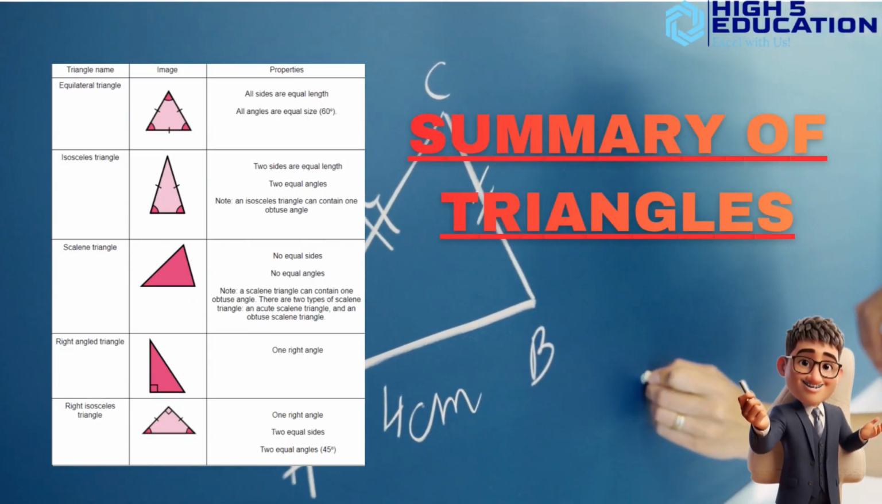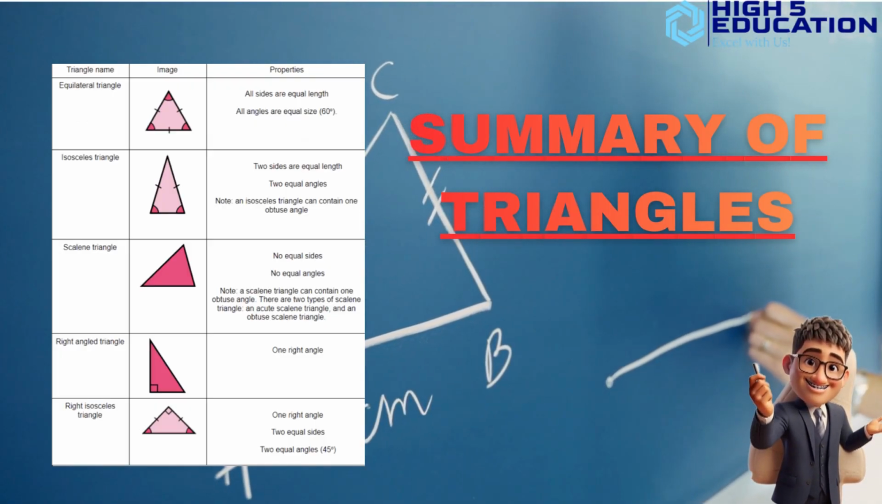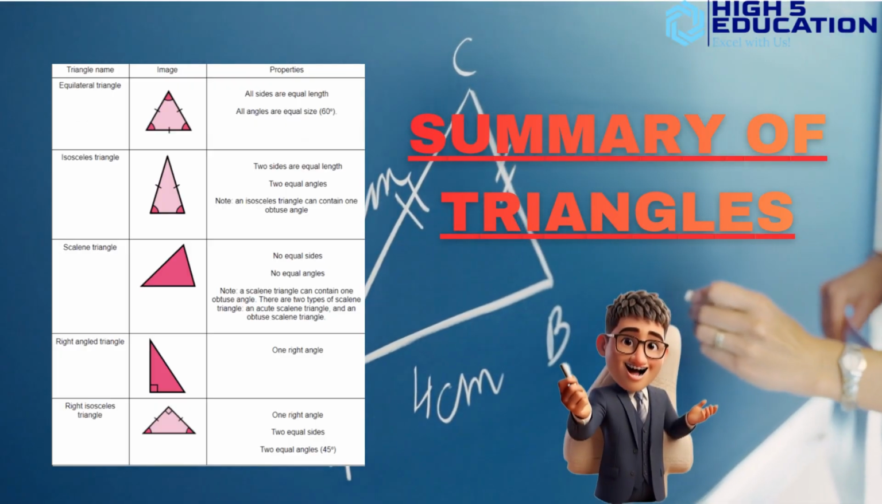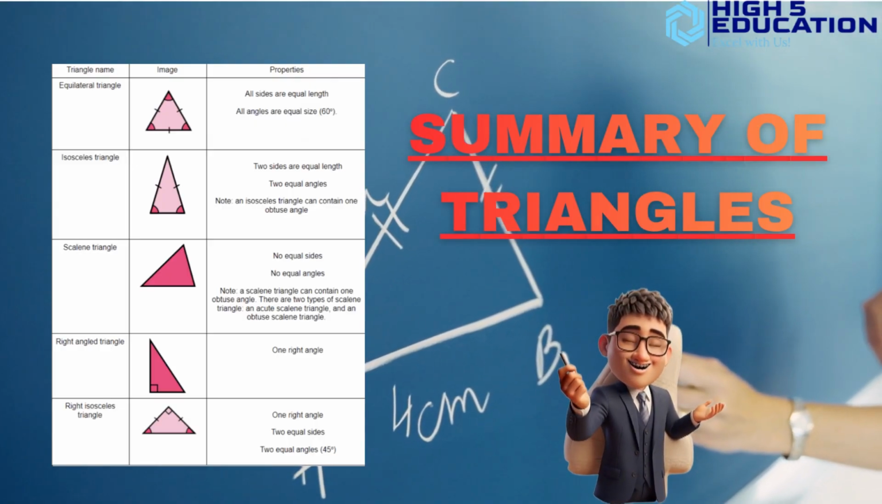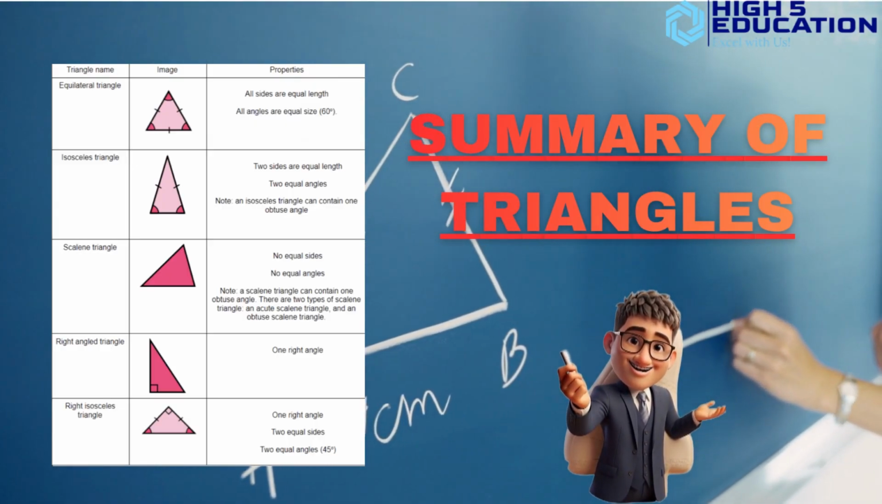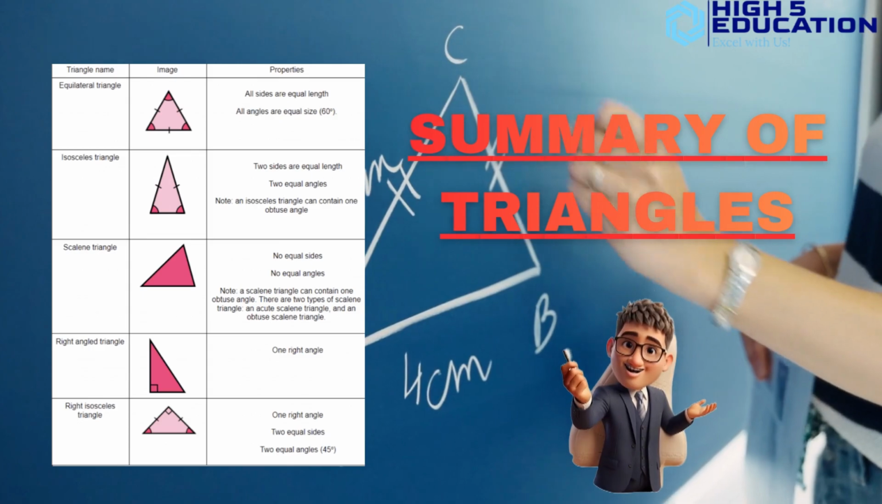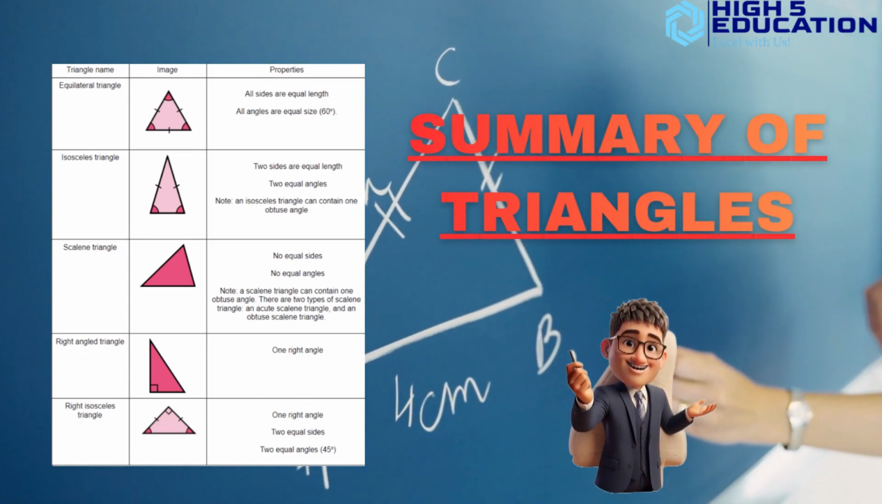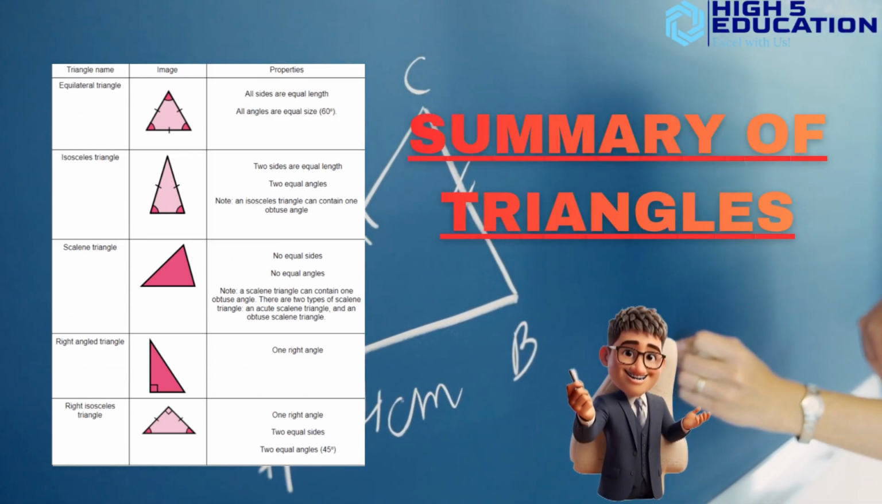An equilateral triangle has 3 equal sides and 3 equal angles, with each angle measuring 60 degrees. An isosceles triangle has 2 equal sides and 2 equal angles. A scalene triangle has 3 different side lengths, and all 3 angles are different.